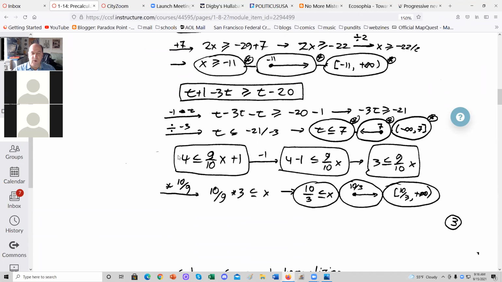Here we have 4 is less than or equal to 9/10 x plus 1. Okay, to isolate x, first we subtract 1 from both sides.